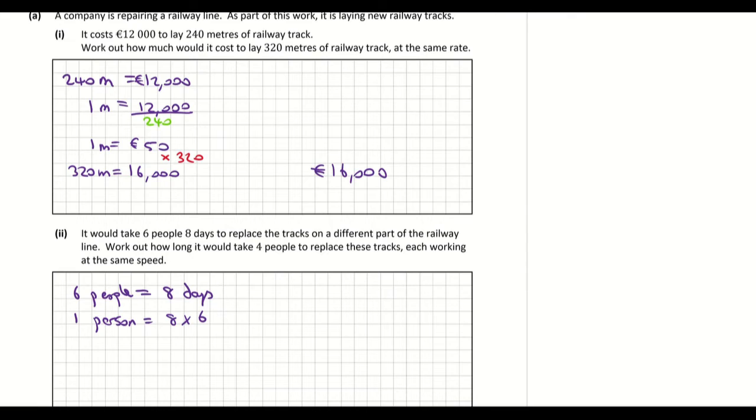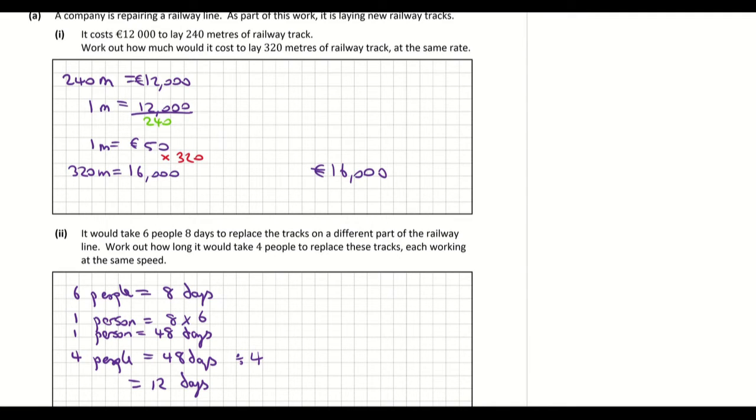6 people take 8 days. One person is doing the work of 6 people. So that's 8 by 6. So one person is going to, unfortunately, take 48 days. Now I get some help. I have 3 extra people, so I now have 4 people. How long do they take? So they're going to share the workload. So the 48 days is going to be divided by the 4 people. So 4 people are going to take 12 days to lay the train track.